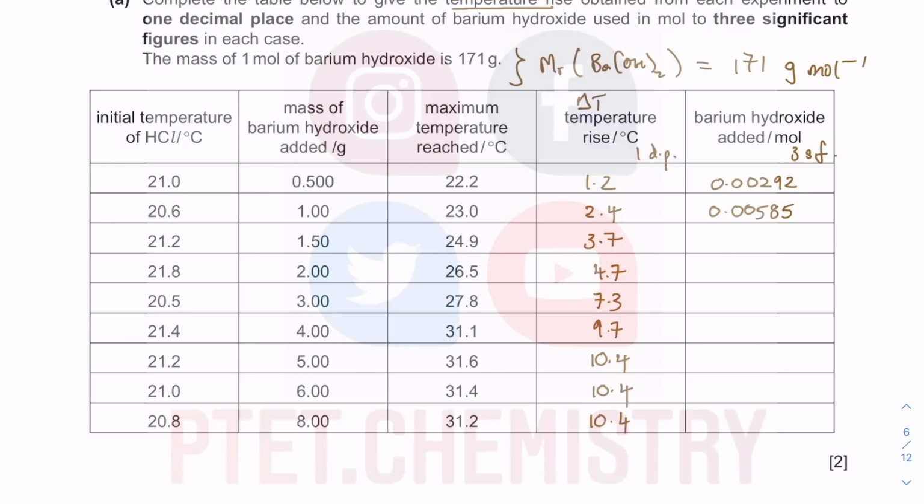0.005847, so 3 significant figures is 0.00585, which is the one I had to convert. Then 1.50 divided by 171 gives 0.00877. And 0.0117 is another one I had to round up correctly.